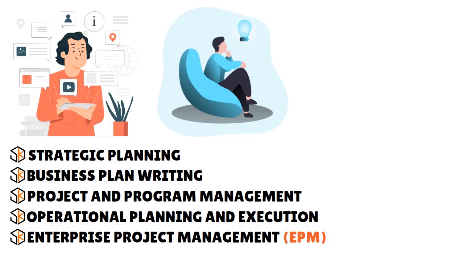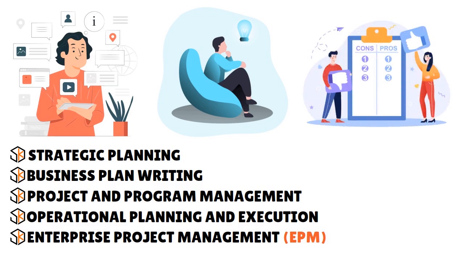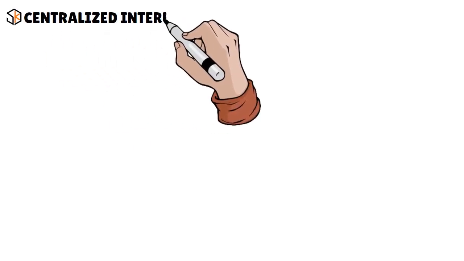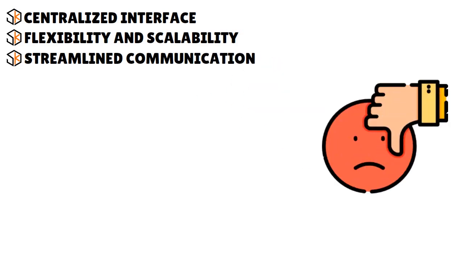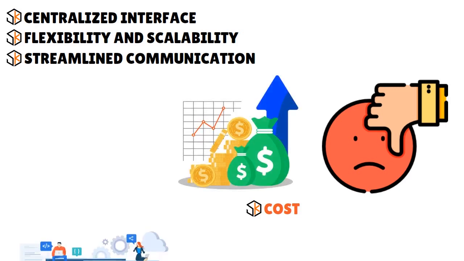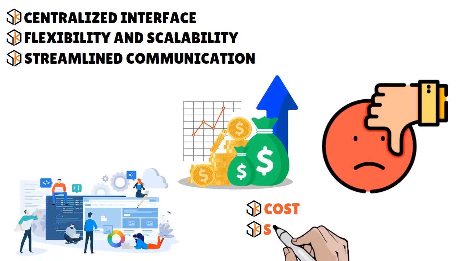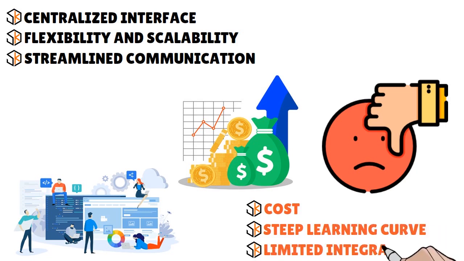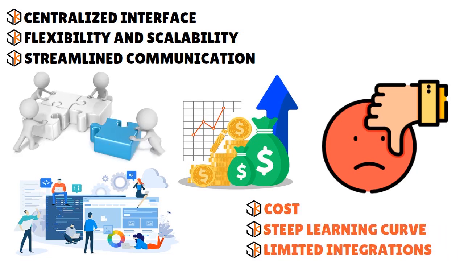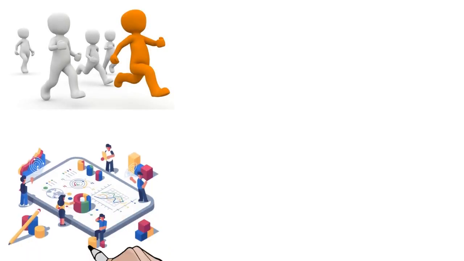So basically, what are the pros and cons of AchieveIt here? The pros first: you have a centralized interface, flexibility and scalability, and streamlined communication. This is really an important element. What are the cons here? You have the cost. The software, as I said a little earlier, can be expensive for businesses that may not need all its features. You have a steep learning curve, and you have limited integration. AchieveIt does not really integrate with as many third-party tools as some of its competitors. So this can make it difficult for teams that rely on other tools for their day-to-day work. Okay, so that's an important element.